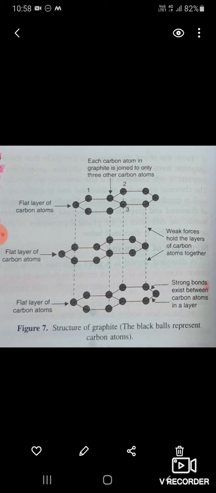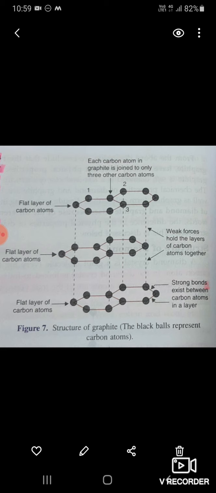Graphite is a good conductor of electricity. This can be explained. We know that a carbon atom has four valence electrons in it. Now, in a graphite crystal, each carbon atom is joined to only three other carbon atoms by covalent bonds.